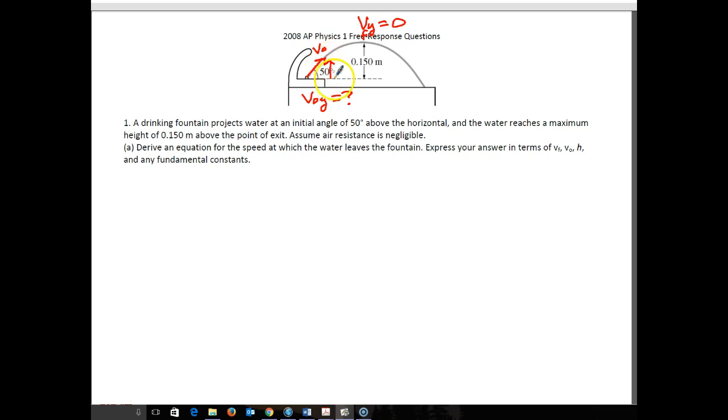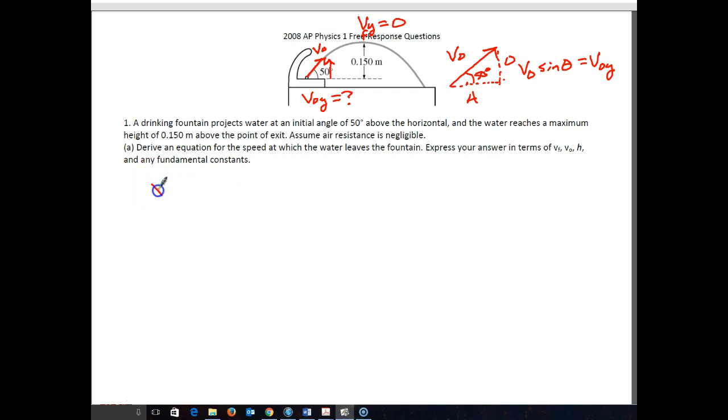And that would be this side of the triangle. So let's go ahead and make our triangle. This is the original velocity, that's what we're looking for. And then we have a 50-degree angle, and two sides of our right triangle. This is the opposite side, here's the adjacent. So the original velocity in the y is actually just the original velocity times the sine of the angle.